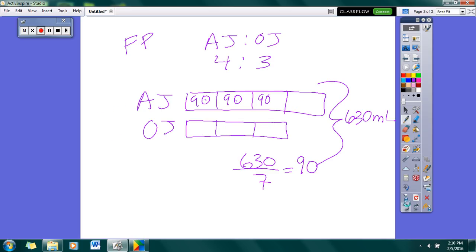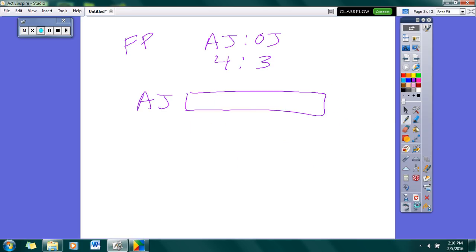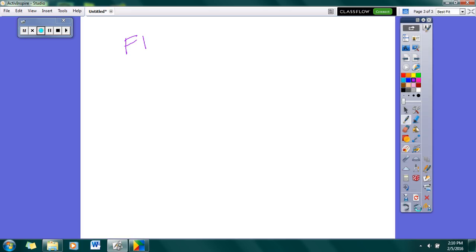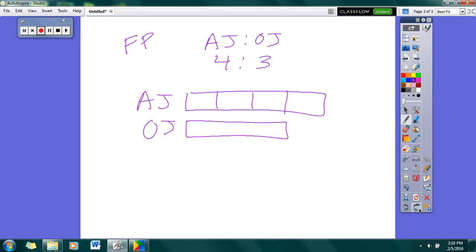Okay, so let's erase this. We're going to use the same tape diagram. Oops, I went too far. Oh no. Okay, so here's my tape diagram. Now, it says I have 520 milliliters of apple juice. So just this line, just apple juice, is equal to 520 milliliters. Okay? I want to know how much orange juice I need.